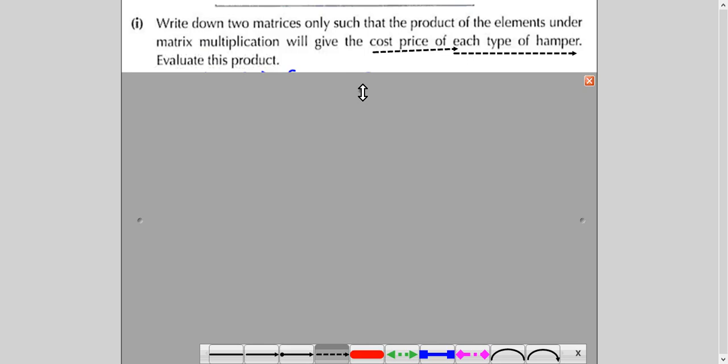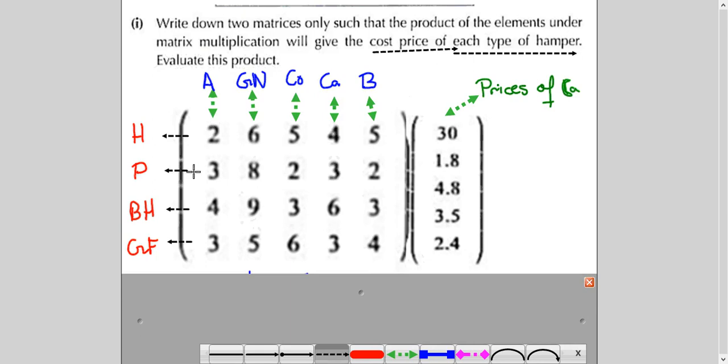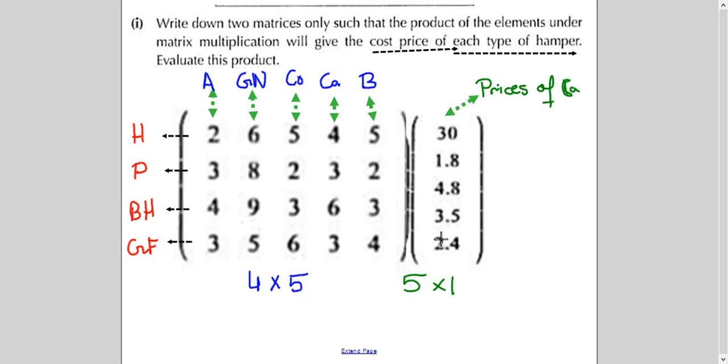Okay. So now if I write them into matrix form, this is the information I got from there. And this is the price list, right? 30, 1.8. So these are the prices of each type of candy or biscuit or chocolate, whatever it was. And this is the information we had. Now I will see whether it is possible to multiply or not. The order of this matrix is 4 times 5 because there are 5 columns. And the order of this matrix is 5 into 1 because 5 rows and 1 column.